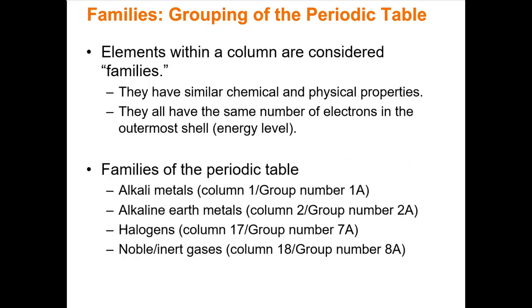The ones that generally have names are our alkali metals, which is column 1 or group 1A. Our alkaline earth metals, which is column 2 or group 2A. The halogens, which is column 17, or in other words, group 7A. And then the noble inert gases, which is column 18, or group 8A, excuse me.